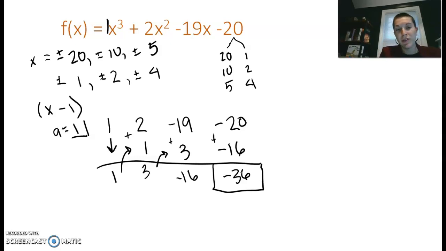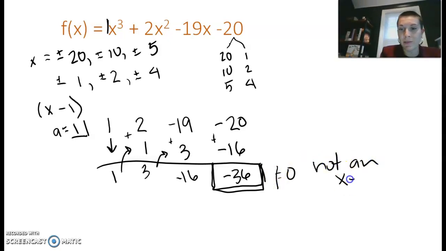If it's a possible zero, or a possible x-intercept, this last number when we're doing our synthetic division is going to be equal to 0. If it's not equal to 0, it's not an x-intercept. So you can see that depending on how unlucky you are with choosing your intercepts, you could be doing this for quite a while, which is why we call this the long way.